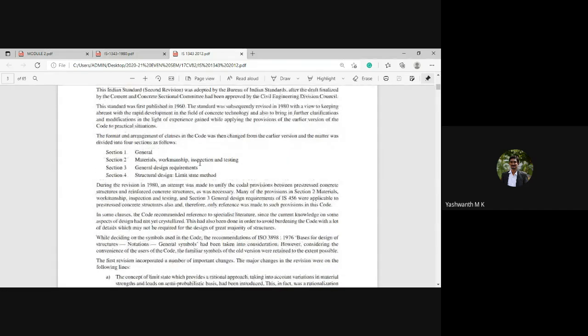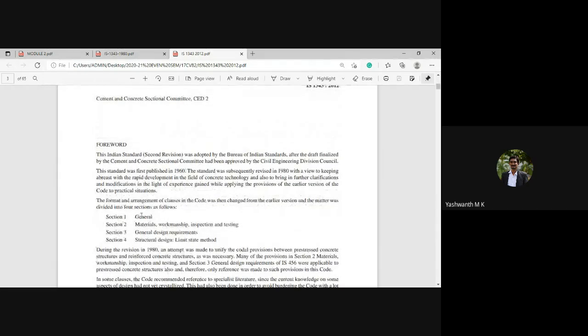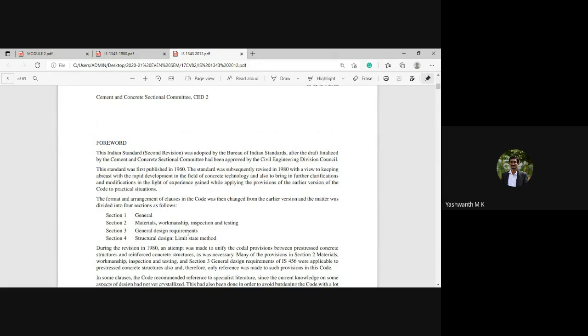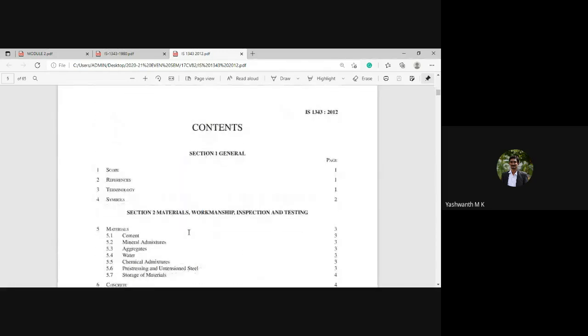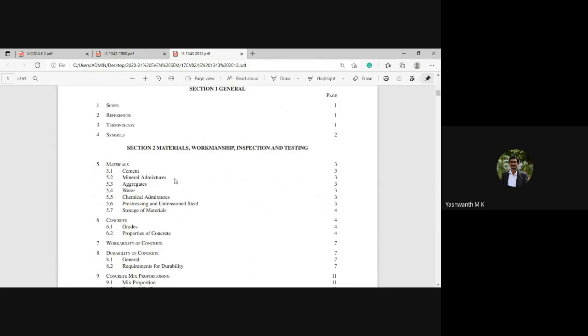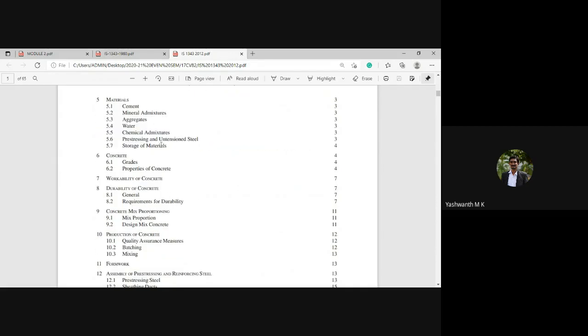You can see these are the sections that will be there. One is general, section 2 is material, workmanship, inspection and testing, section 3 is general design requirements, section 4 is structural design limit state methods. So these are all the contents they have given. First is general, and next, material, workmanship, inspection and testing. That means what are the materials we are going to use in order to produce the pre-stressed concrete.